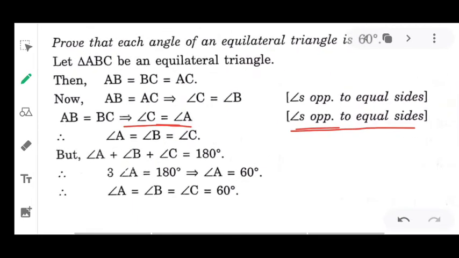So angle C equals to angle B and angle C equals to angle A. Now you can write angle A equals to angle B equals to angle C. Up to this clear? Okay.